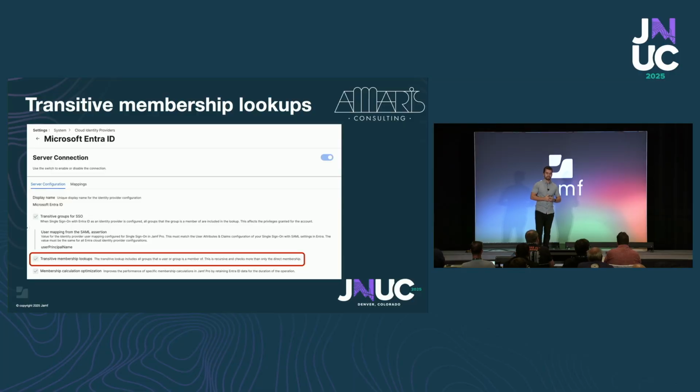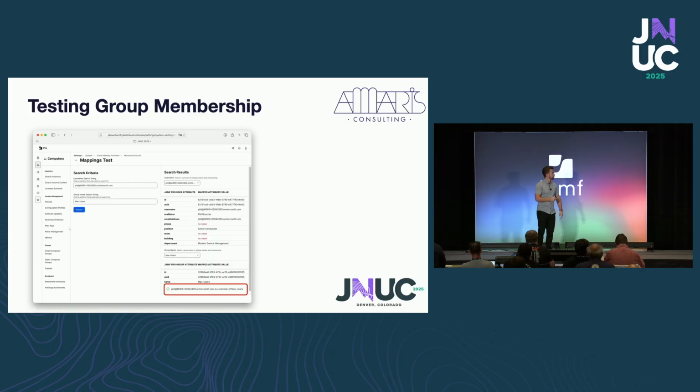What that means is that by checking this box, when there are queries to look at group memberships, it's not just going to look at direct group membership. Let's say, for example, I'm part of the IT team group in Entra ID. A direct membership lookup would show that I'm just part of the IT team. But let's say the IT team group is part of the all employees group, and the all employees group is part of the company global group. With a transitive lookup, it's going to show that I'm part of all three of these groups. That's basically what it means here.